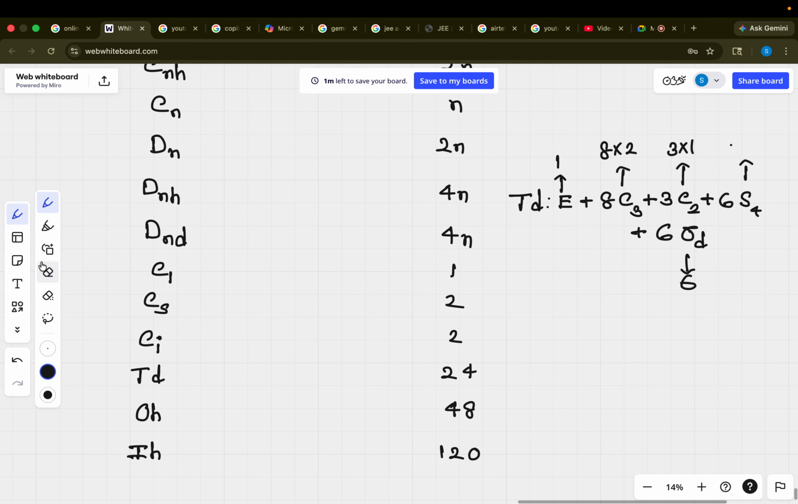Okay, fine. I will check that also. So for tetrahedral, basically you have these elements. Okay, one identity element. You will have 8C3, 3C2, 6S4, and 6 sigma d. So these are the elements you have for your tetrahedral point group.